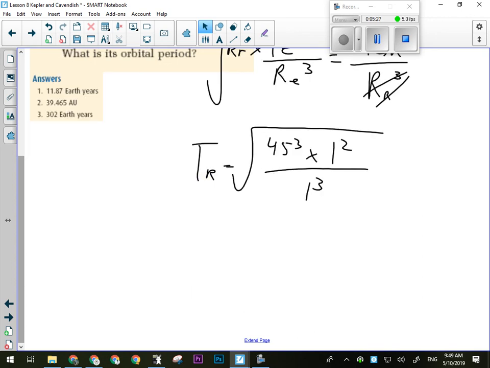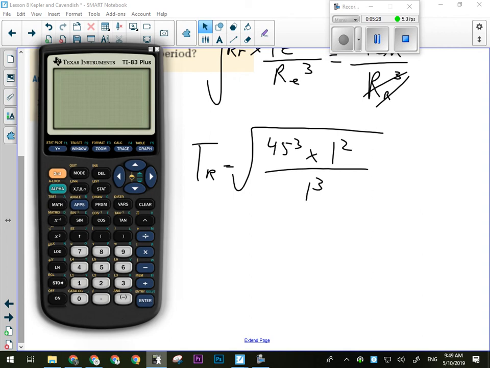Okay, so when we plug all this in, really we're just looking, like we said, for the square root of 45 cubed. So square root of 45 cubed.